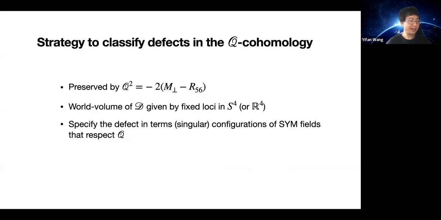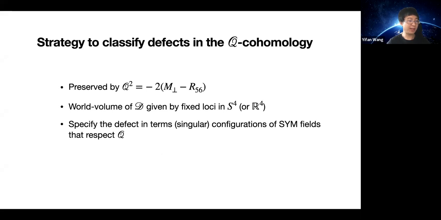So I will not tell you the details for this classification of observables in the Q cohomology, but I'll outline the strategy and give you the list, some incomplete list. So we're looking for defects in N=4 super Yang-Mills that preserve this supercharge Q.